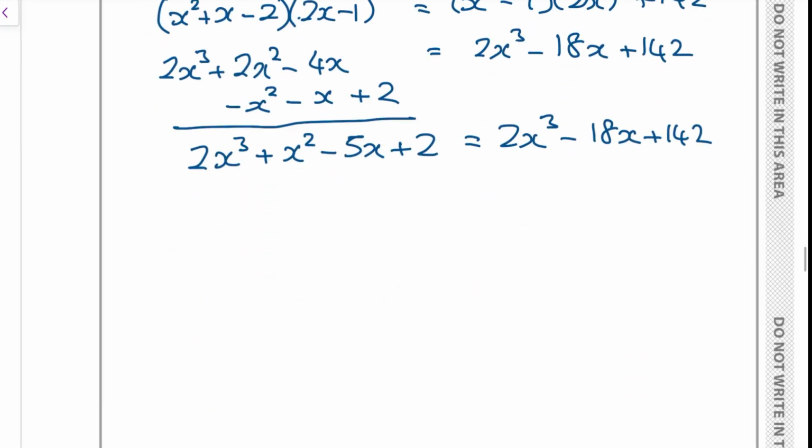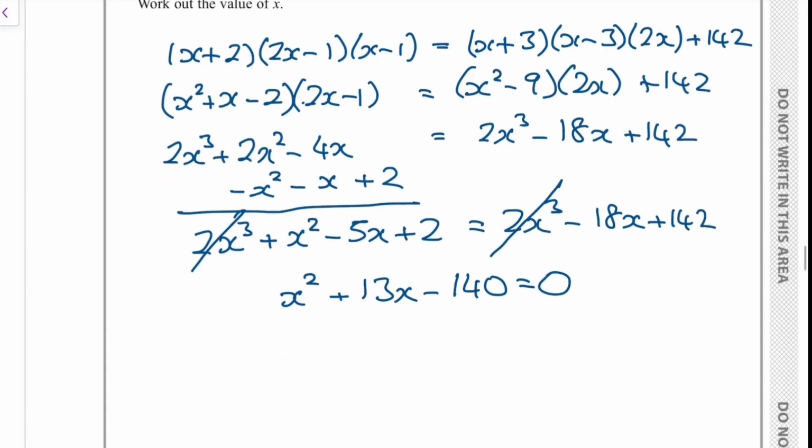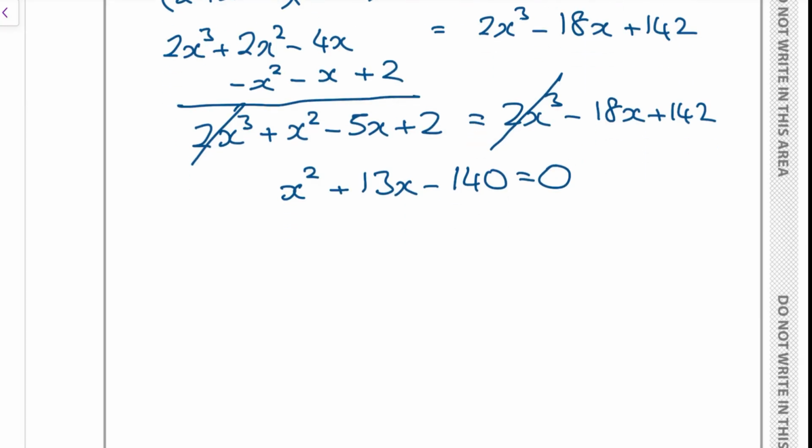However, because I've got 2x cubed on the left and 2x cubed on the right, essentially they cancel out, which means I just have a quadratic. So if I have my x squared, if I add 18x to both sides, that gives me 13x. If I take away 142 from both sides, that equals 0. Now, what does it want me to do? It wants me to find the value of x. This is horrible, because I don't think you can factorise that, can you?